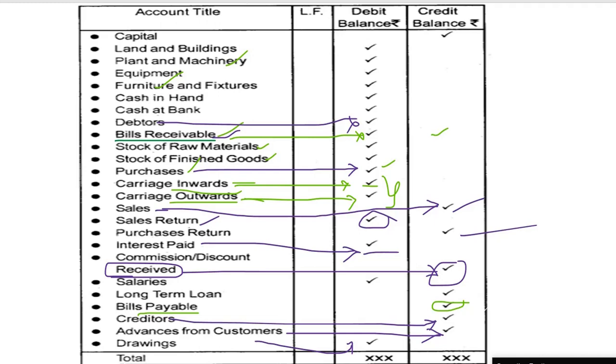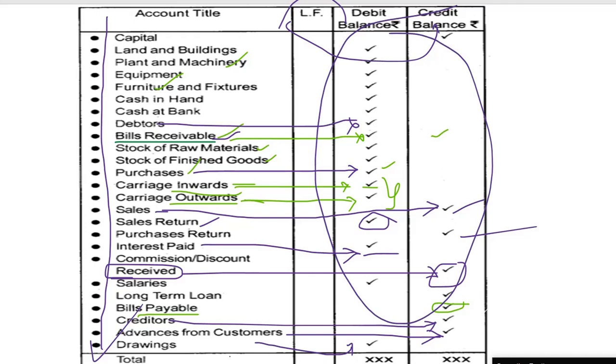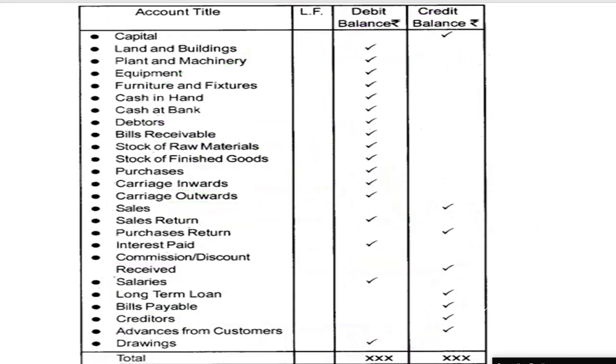First of all, we need to list whatever particulars they have given us. After listing them, we need to divide them into those that come under the debit balance and those that come under the credit balance. After doing all these things, we need to find the total. The total must be equal, guys. The debit balance and the credit balance totals should be equal. Then only we can say that we have drawn the perfect trial balance.